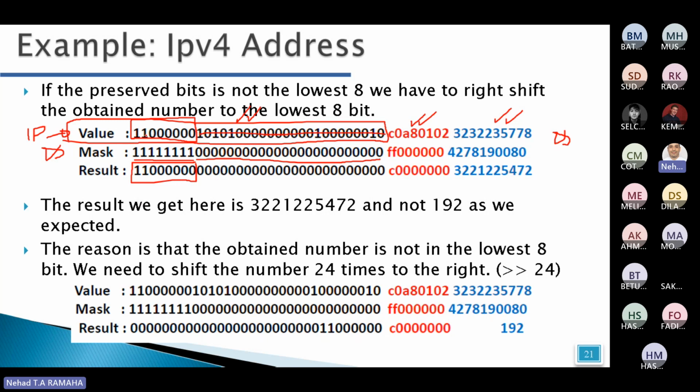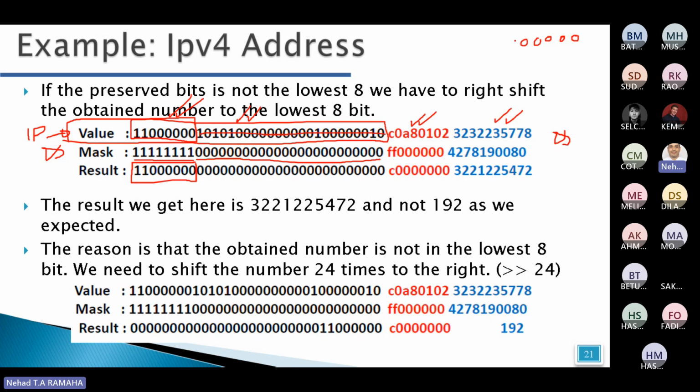So the result is like this, 1, 1, 0, 0, 0, 0, 0. But what's the issue here? This result of the AND operator is actually not the correct result for this part. This part, if you put it here, side by side, how much? 0, 0, 0, 0.